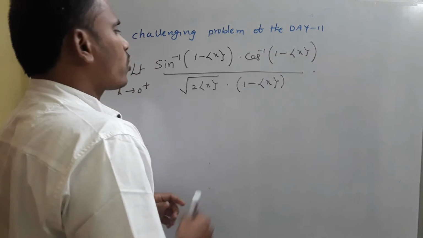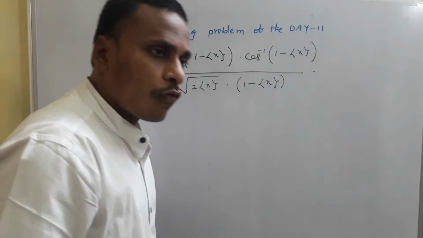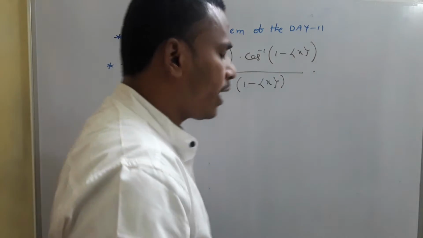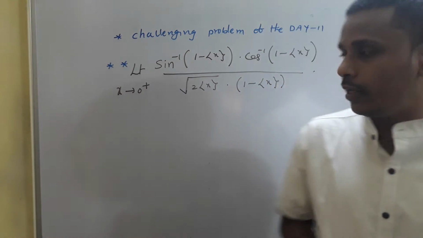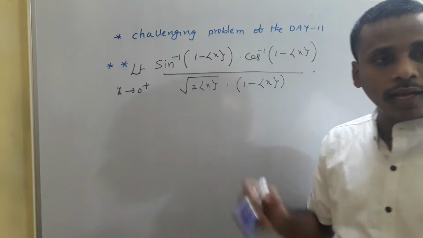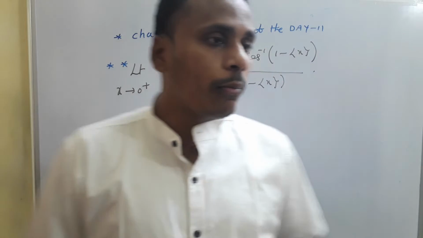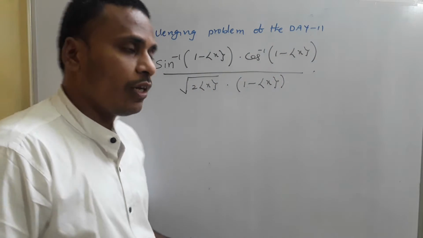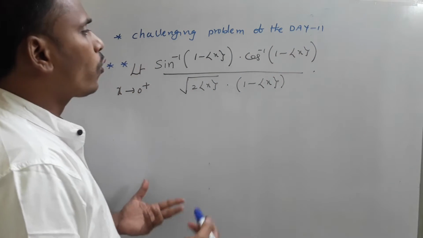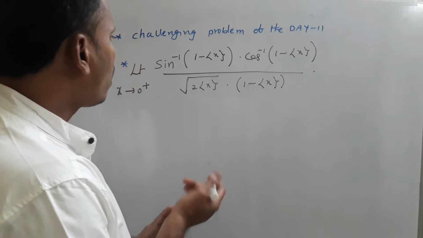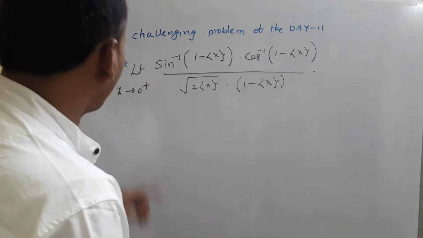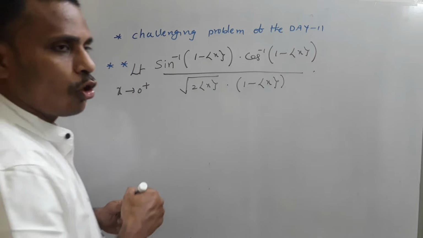0 plus sin inverse of 1 minus fractional part of x into cos inverse of 1 minus fractional part of x divided by square root of 2 fractional part of x into 1 minus fractional part of x. This is what we need to solve. So how to solve this? To solve this, initially you just look here as x is tending to 0 plus.